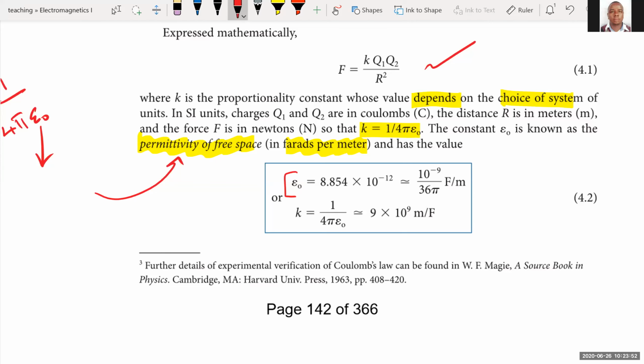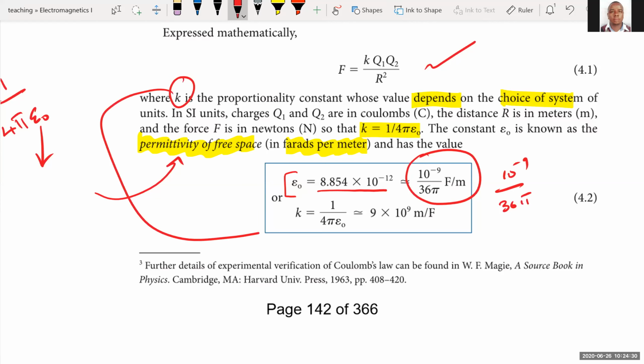We are saying that our permittivity of free space is a universal constant that is defined as 8.854 times 10 to the power minus 12, or this other term that says 10 to the power minus 9 over 36 pi, in farads per meter. And therefore, that is just a constant. But you are saying that the constant of proportionality K has a factor of 4 pi as defined there. If you multiply this value with 4 pi, you get approximately 9 times 10 to the power 9 meters per farad. So that is our constant of proportionality that was developed by Coulomb.